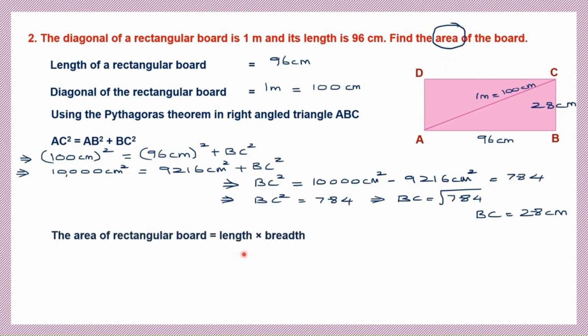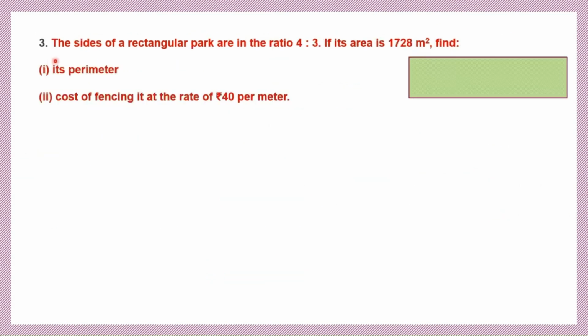So the formula is length into breadth. So let's write the length. The length is 96 centimeters and the breadth is 28 centimeters. So let's multiply 96 into 28. So when you multiply 96 into 28, you get 2688 and the unit is centimeters square. So now we have found the area of the rectangular board and that is 2688 centimeter square.